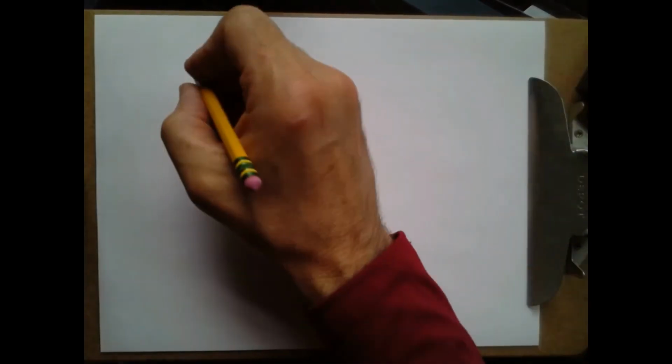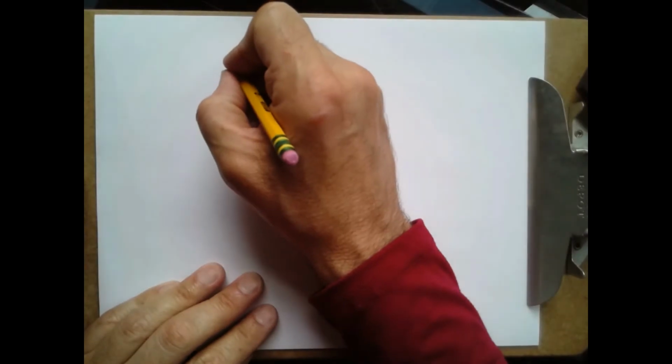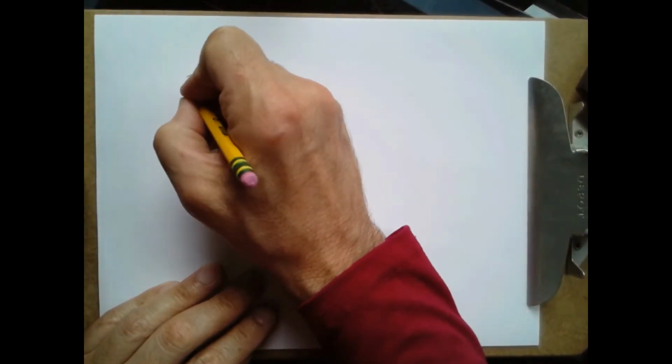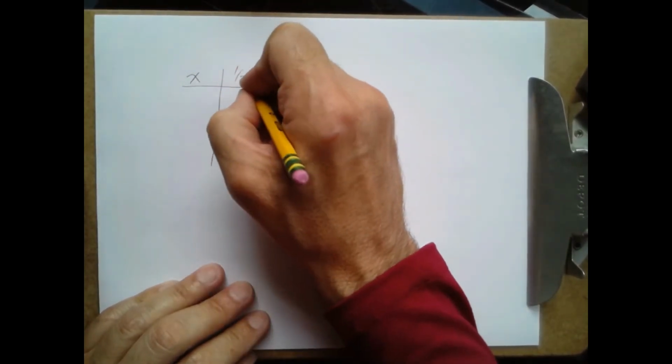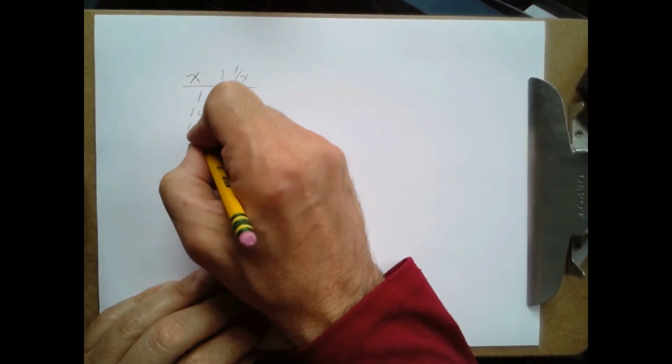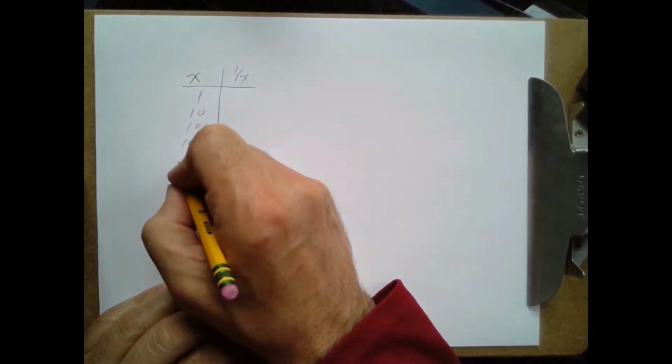Now we can do this in the other direction. Let's look at the function 1 over x as x gets bigger. So x could be 1, 10, 100, 1,000.